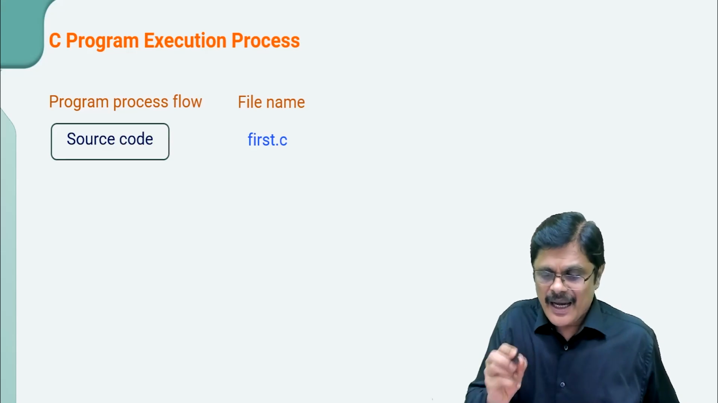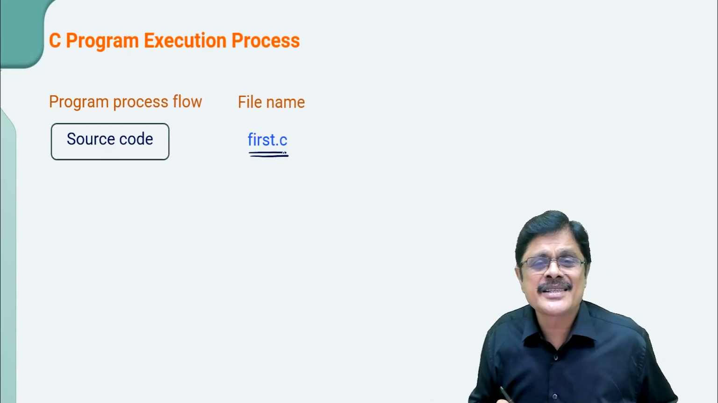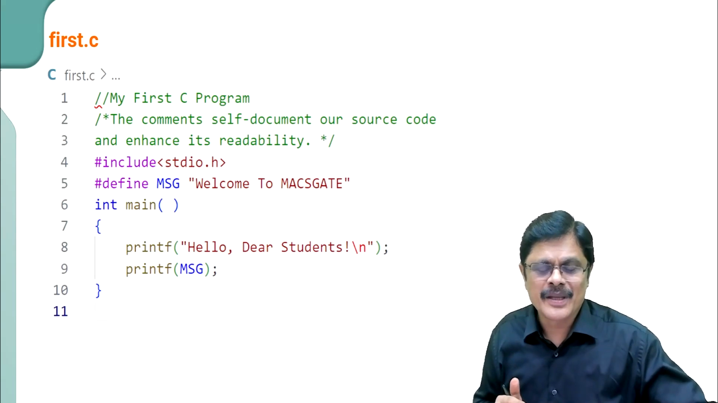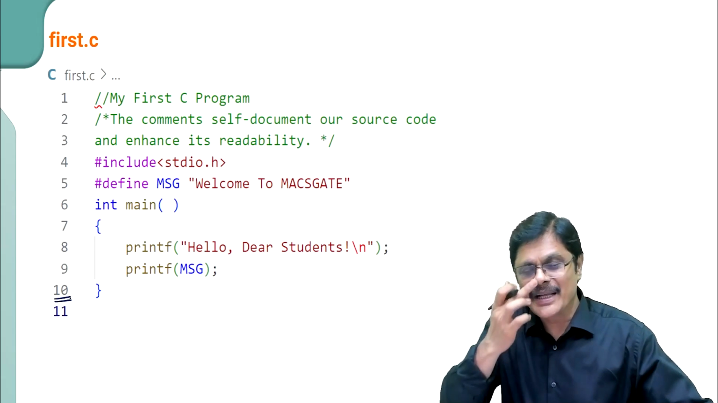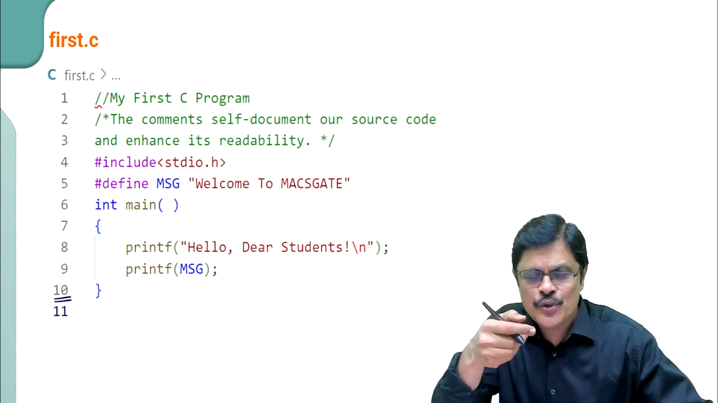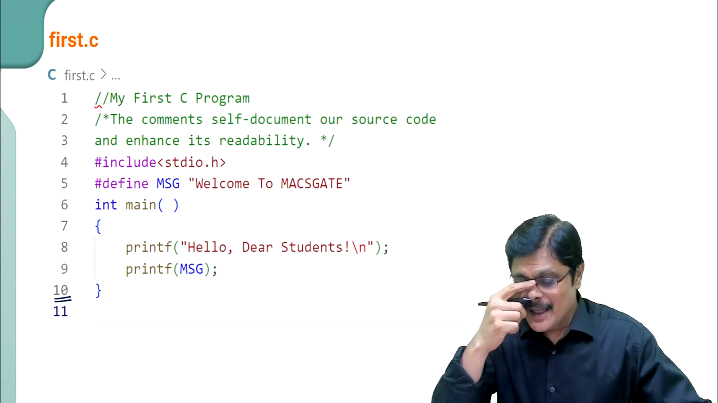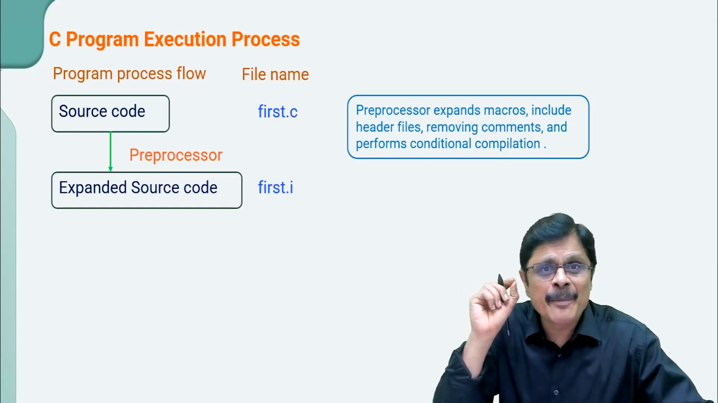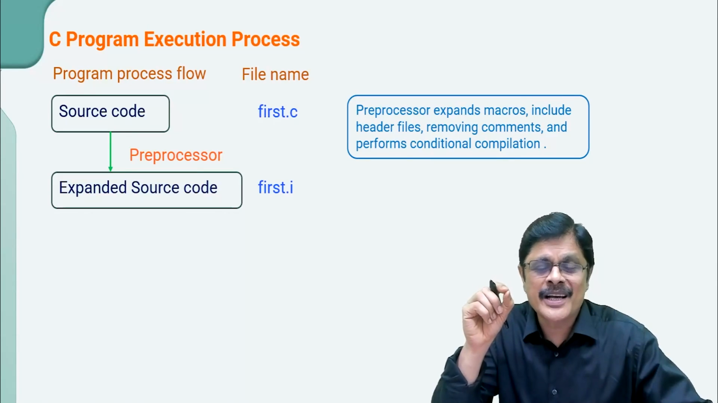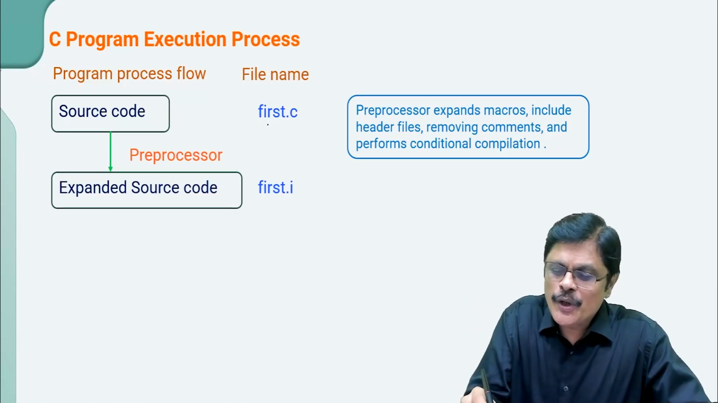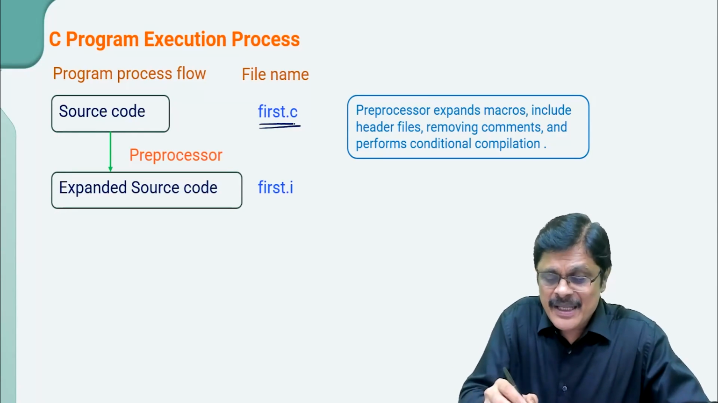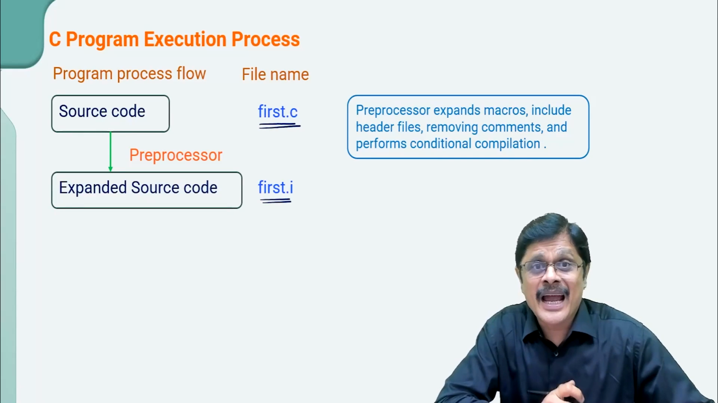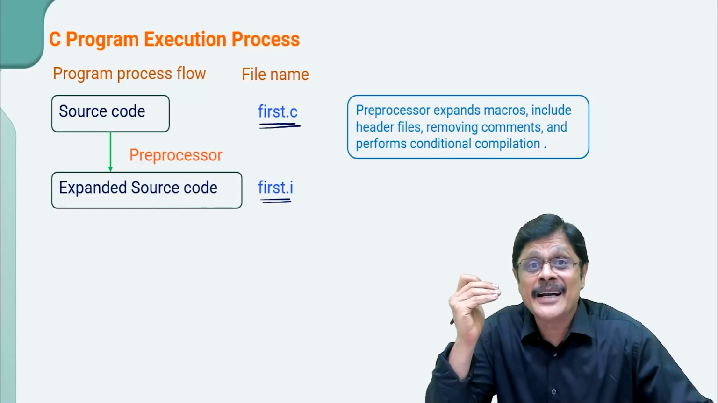First, I have written my source code in this first.c file. So this is my source code. And if you observe, the source code length is 10, that is, I wrote this source code in 10 lines. Now, during the preprocessor stage, the compiler will call the preprocessor, and this preprocessor will expand the source code. So your original file is first.c. The preprocessor will convert this file into first.i, which contains expanded source code.